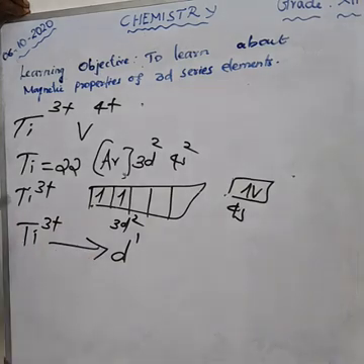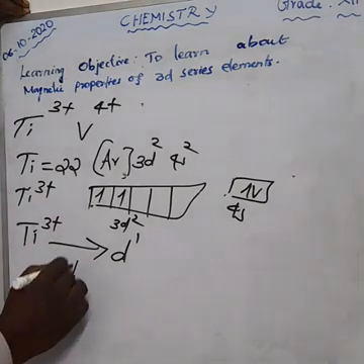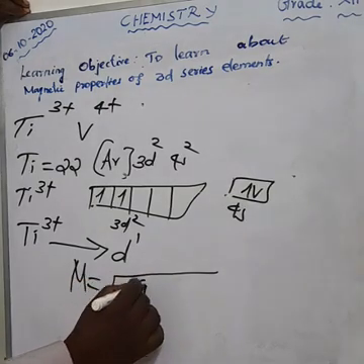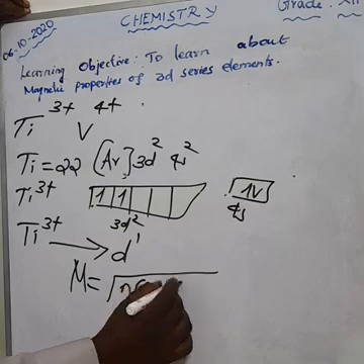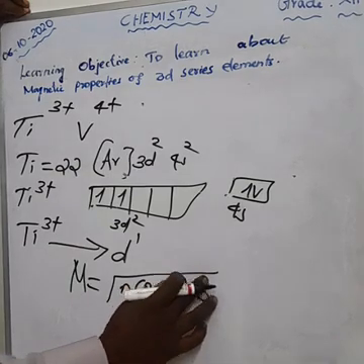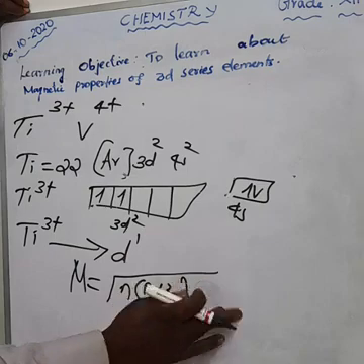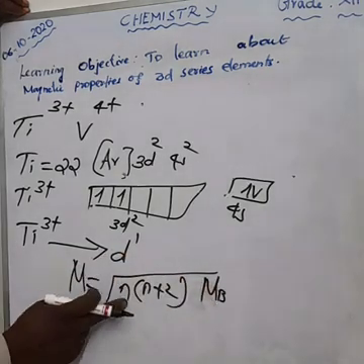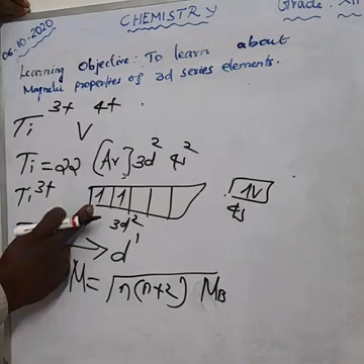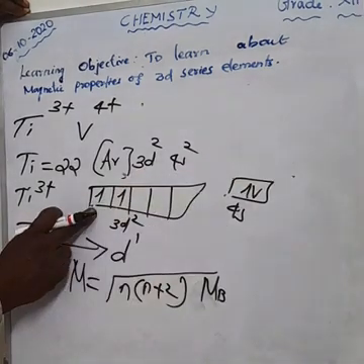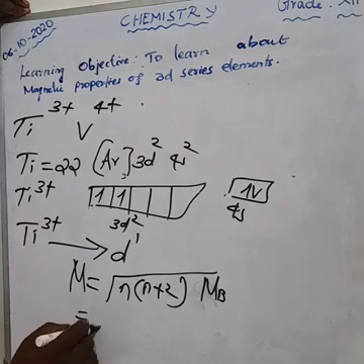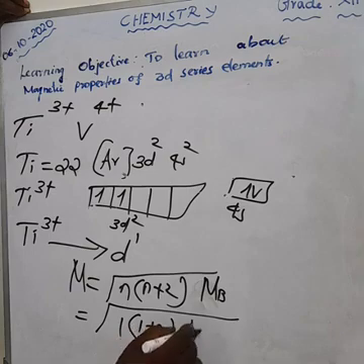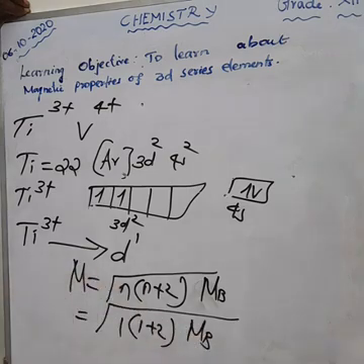We should correct the formula. Mu is equal to, what's the formula for mu? Mu is equal to root of n into n plus 2, that is in Bohr magneton, mu B. Here the number of unpaired electrons is 1. Am I right? 1 means already 3 are lost, remaining having only 1. So how will you write? Mu is equal to root of 1 into 1 plus 2 Bohr magneton.